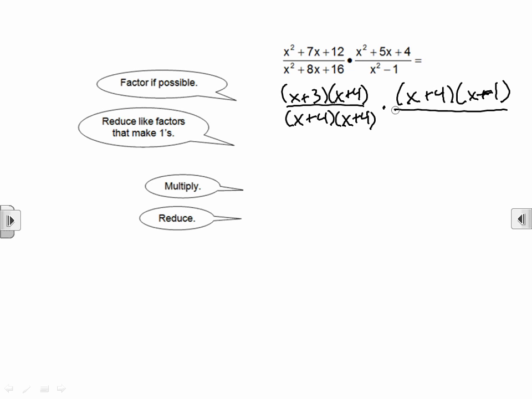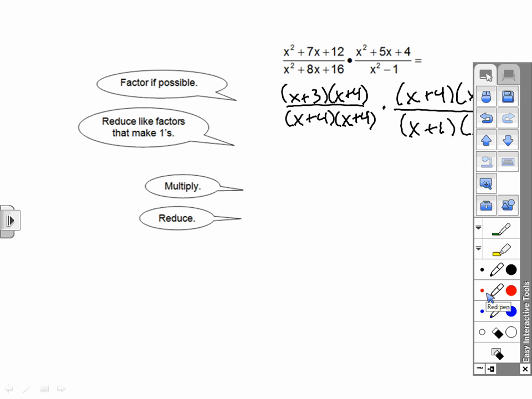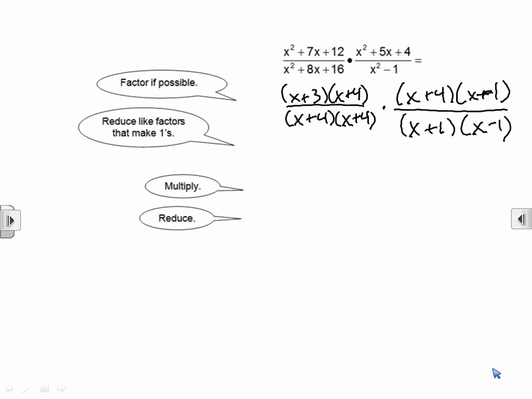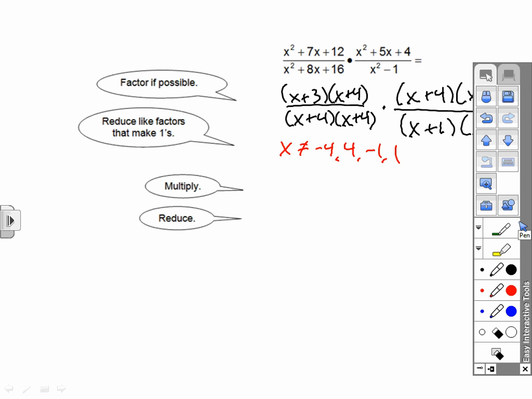And then my denominator there is a difference of squares. So what multiplies to 1 will be x plus 1, x minus 1. And now I need to say if I have any restrictions, anything my x's can't be, and I'm just going to go left to right again. X cannot equal negative 4, positive 4, negative 1, positive 1. So if I thought ahead, I could have done plus or minus if I wanted to.